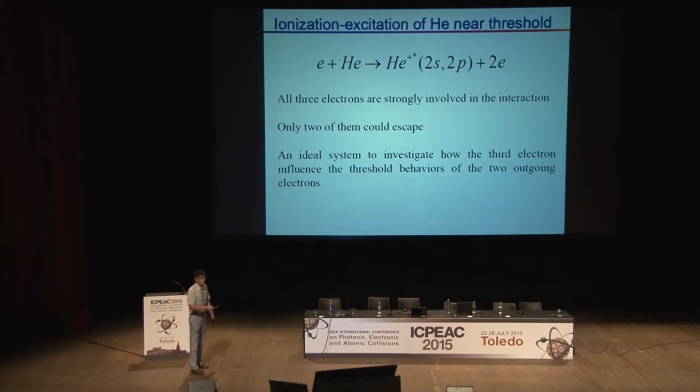So what we focus on is this process, the ionization with simultaneous excitation of helium. In such a process, all three electrons are strongly involved in the interaction, but finally only two of them could escape from the nucleus, while one of them will be captured by the nucleus. So such a system could be a very ideal system to investigate how the third electron, the one bound to the nucleus, influences the threshold behavior of the two outgoing electrons.